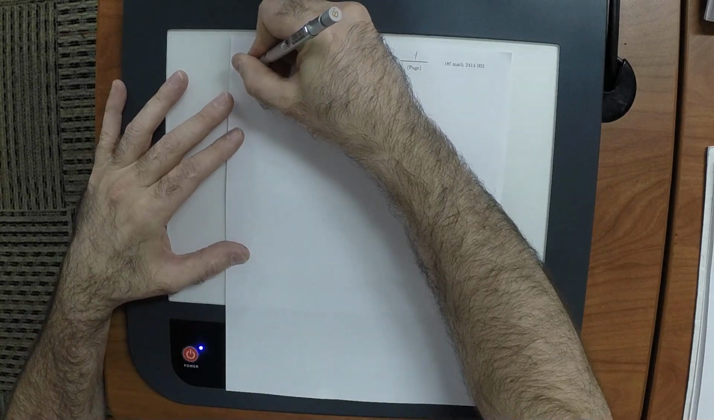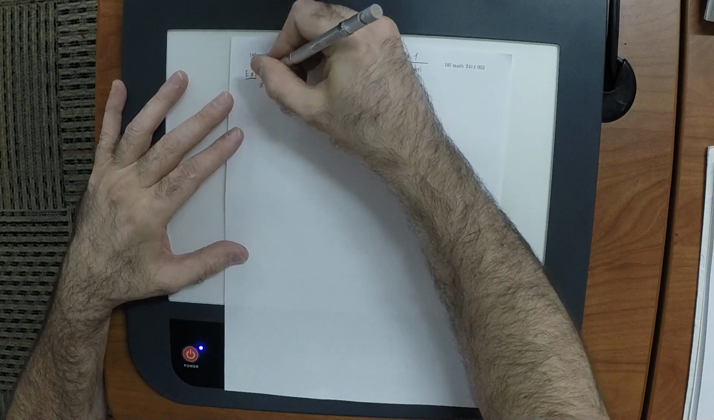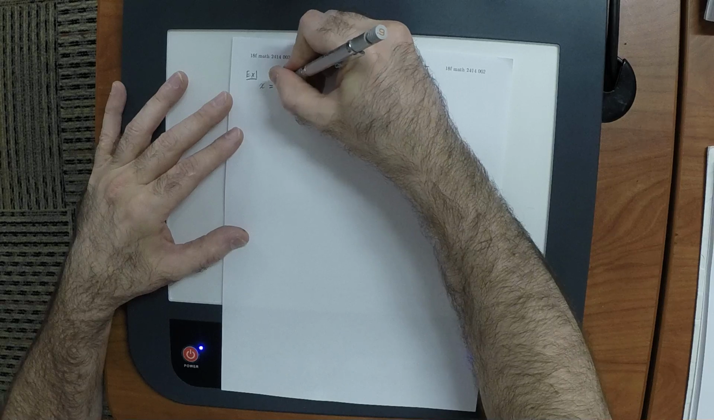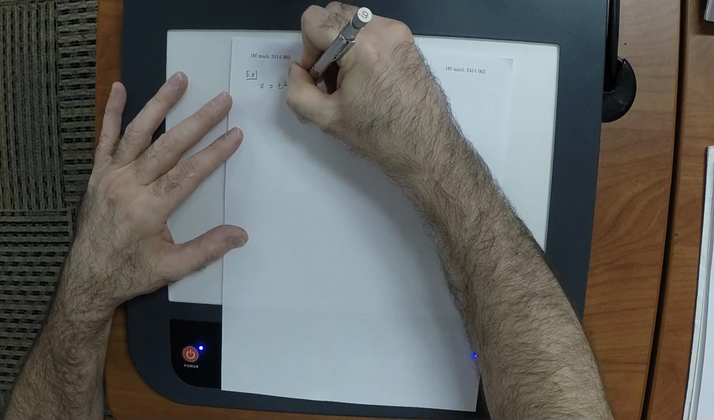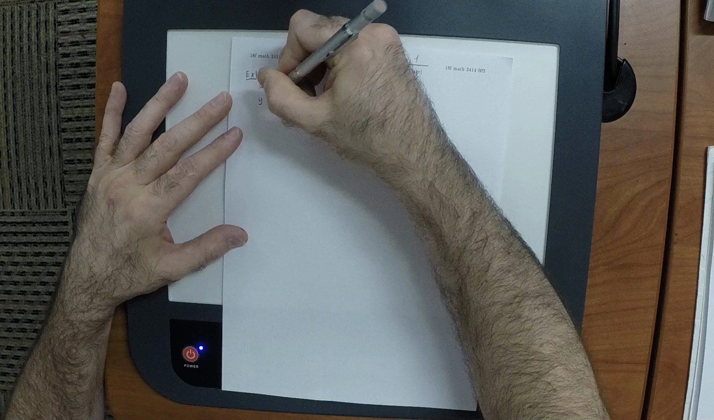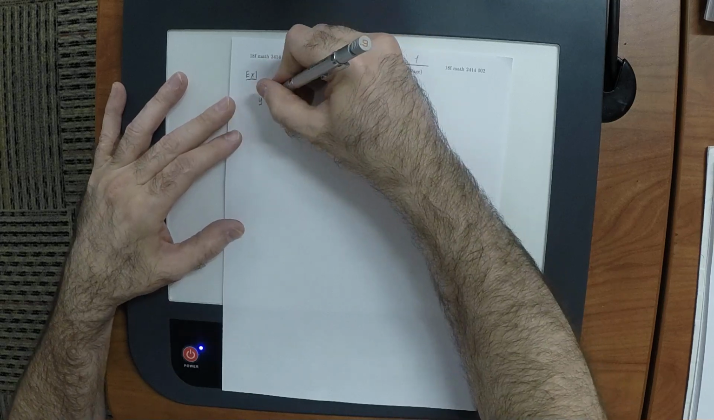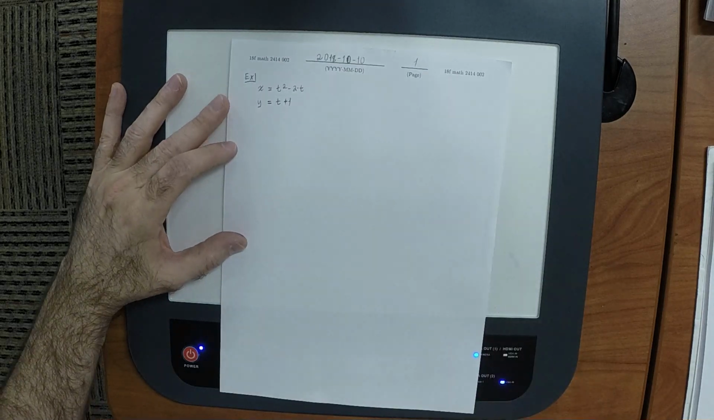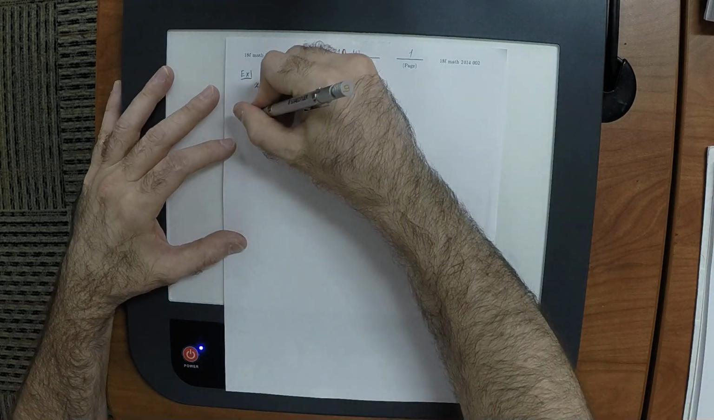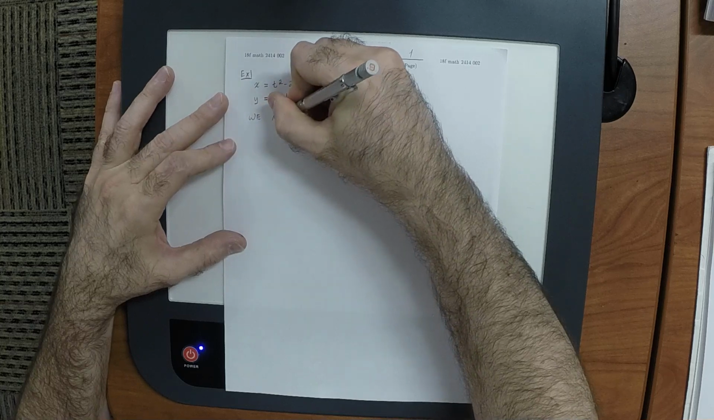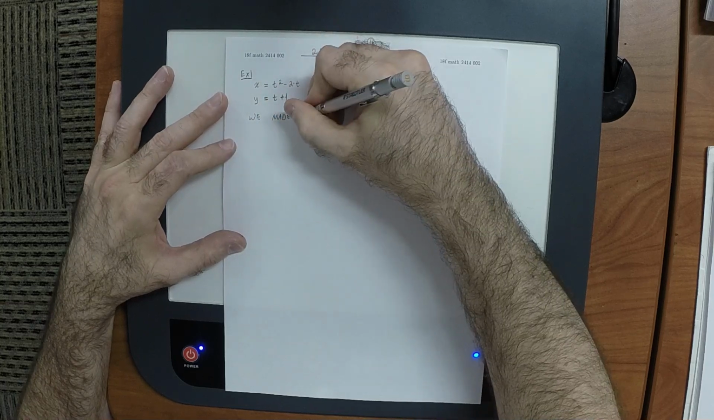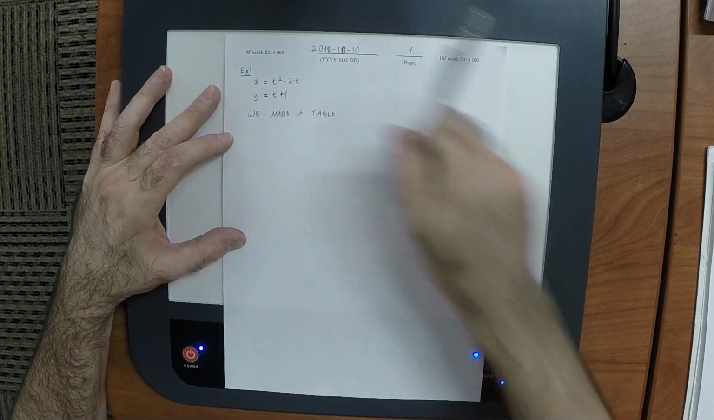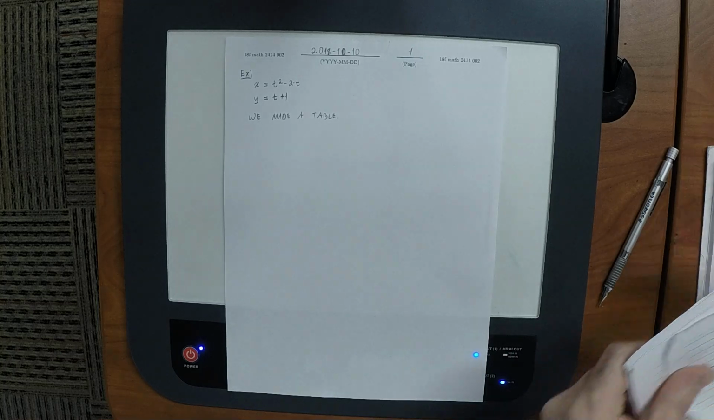So last time we were considering this. We had x is equal to t squared minus 2t, and we had y is equal to t plus 1. And we made a nice table of values. And then after we made that nice table of values, we plotted them.